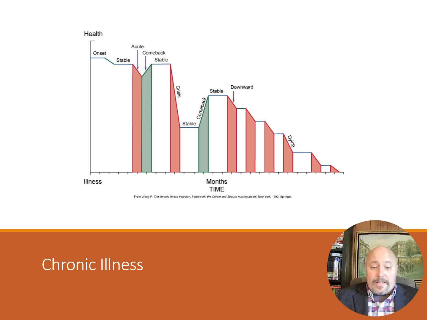Chapter 2 here includes a figure from your textbook, and that's the chronic illness trajectory. It's a theoretical model of chronic illness. This trajectory begins right there with the onset of illness and goes through the acute stages, versus as it extends out into more of a chronic illness.